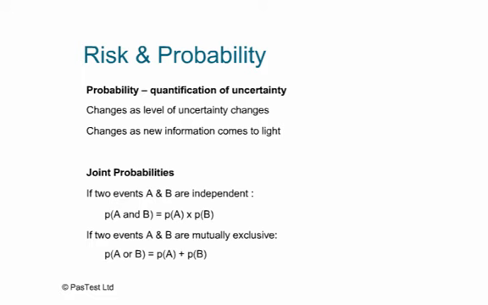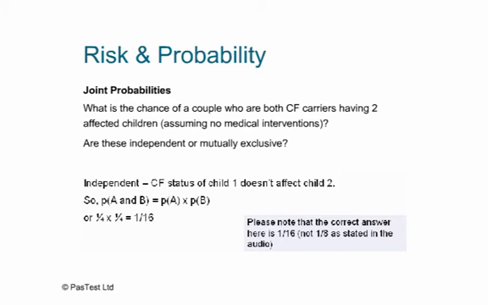You multiply them together. However, if the two events are mutually exclusive, only one or the other can happen, then the probability of one or the other happening is the sum of the two individual probabilities, i.e. you add them together. So, let's take a clinical example to illustrate how you join probabilities together.